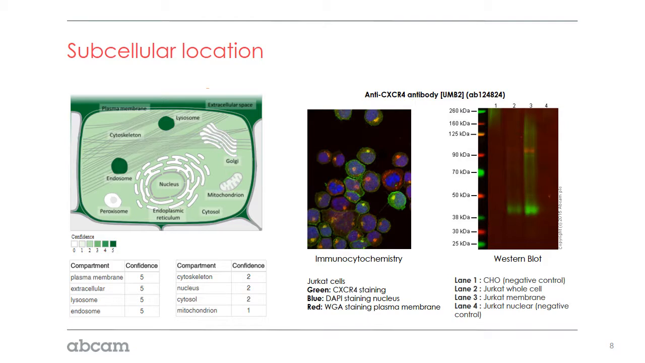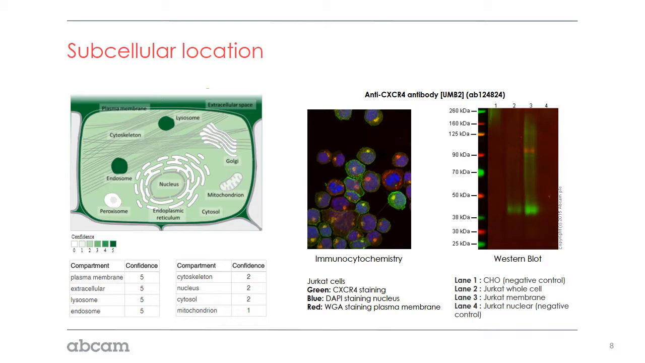Subcellular location can be very useful in determining whether an antibody is specific or not. In this example of CXCR4, you can see that the protein should be predominantly expressed in the plasma membrane. In immunocytochemistry, this is quite easy to see as all of the staining is on the plasma membrane and is minimal in the nucleus in Jurkat cells.